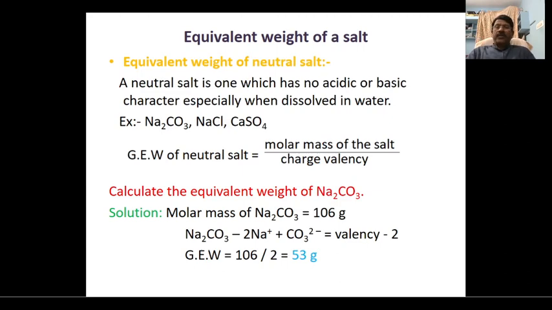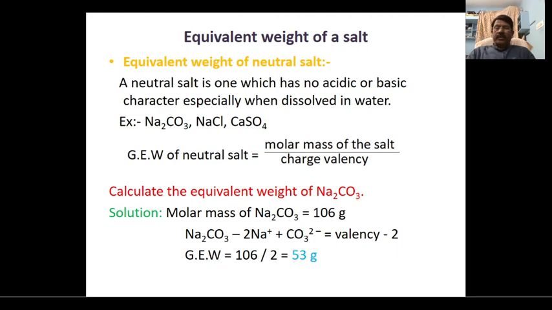Equivalent weight of neutral salt. A neutral salt is one which has no acidic or basic characters, especially when dissolved in water. Example: sodium carbonate, sodium chloride, calcium sulfate. Gram equivalent weight of neutral salt is equal to molar mass of the salt over charge valency. This is the formula to calculate equivalent weight of a neutral salt.